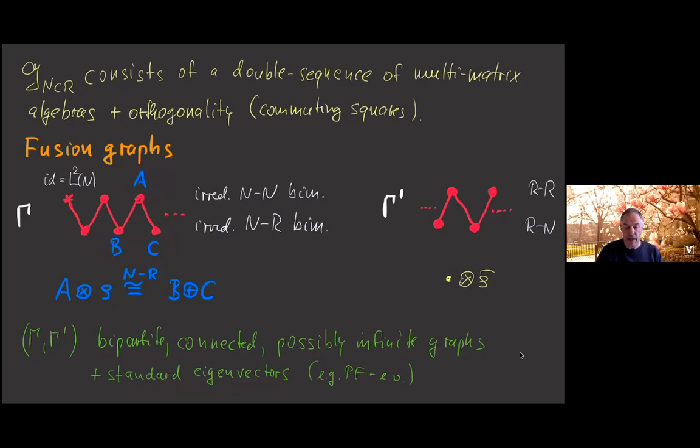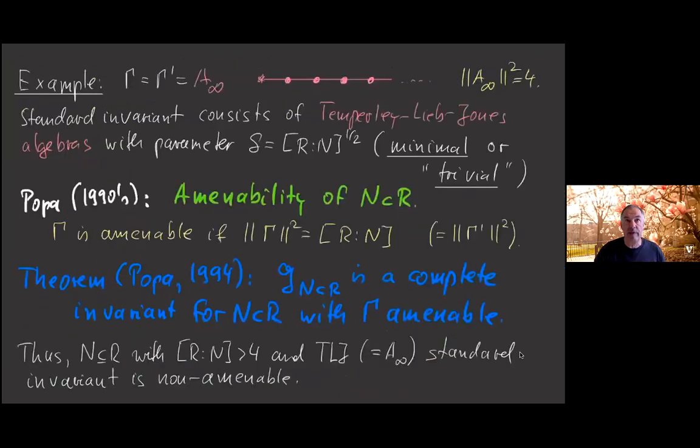Okay. Now, if the graphs gamma and gamma prime are finite, then these are just Perron-Frobenius eigenvectors of gamma gamma transpose or gamma transpose gamma, appropriately normalized. So Perron-Frobenius theory comes in very naturally here. Okay, so I want to give you an example, and I'm going to focus on the infinite depth case because that's the case that is not so well understood.